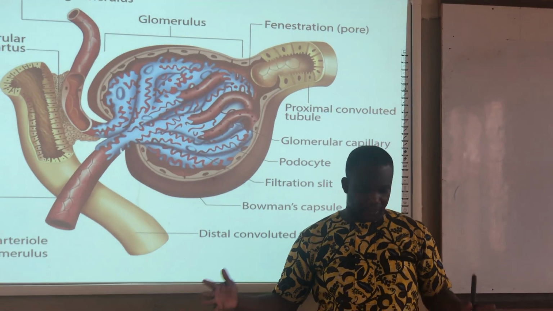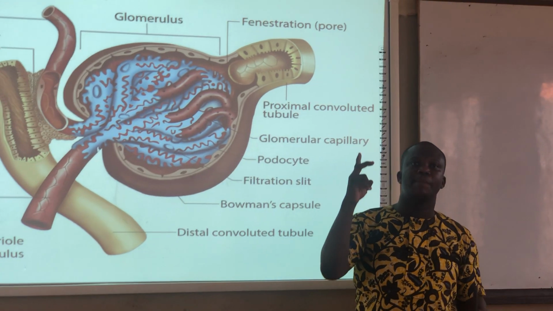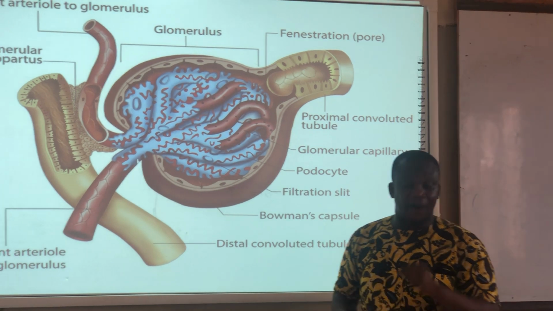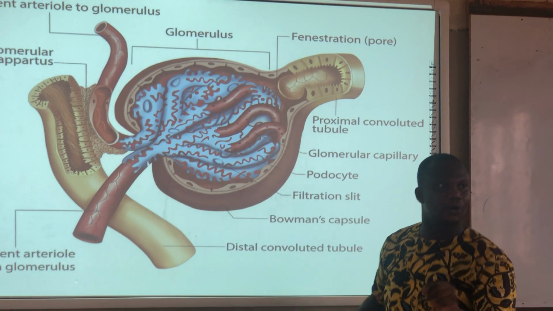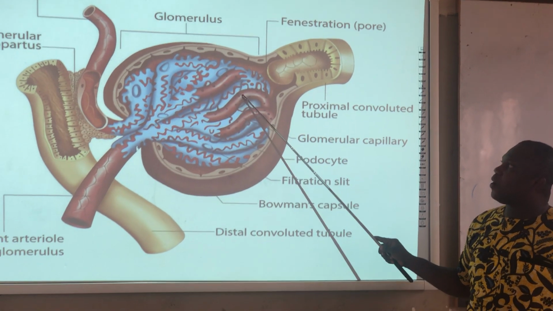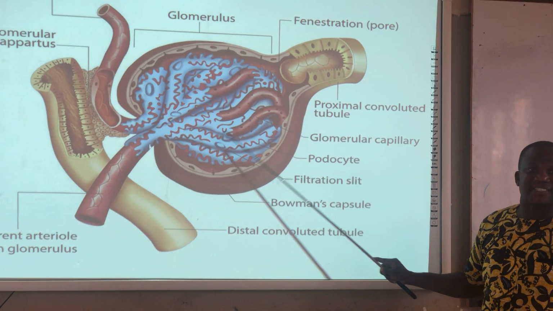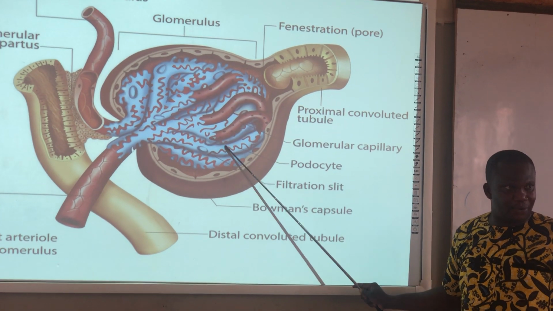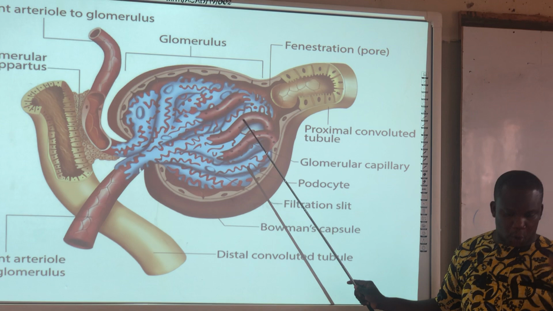Now, during filtration, there are certain factors that are responsible for filtration to occur. What are they? There are two main factors. The first factor is permeability of the glomerular capillary wall. Now, this is our capillary wall. Assuming this capillary wall is sealed, the pores are sealed, filtration will not occur. But because they are permeable, filtration will occur.